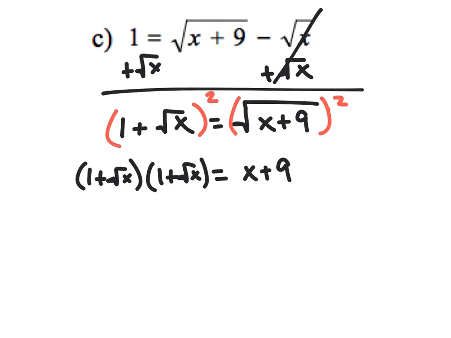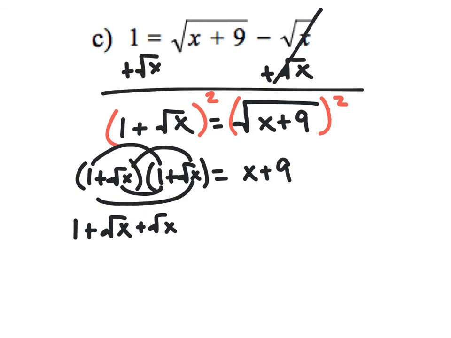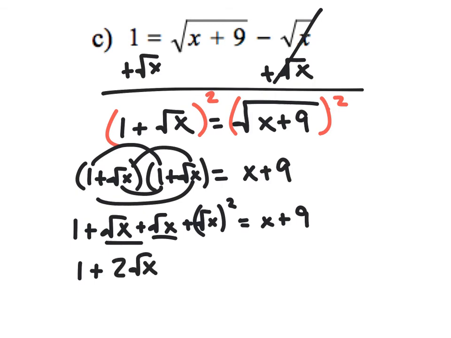If we multiply this out, 1 times 1 is 1, plus square root of x times 1, so plus the square root of x. Square root of x times 1 is plus square root of x. And then square root of x times the square root of x gives me plus square root of x squared, and that's going to be equal to x plus 9. So now look what we got. I've got 1 plus, and these are like terms, so I get 2 square root of x, and then just plus an x, is equal to x plus 9.